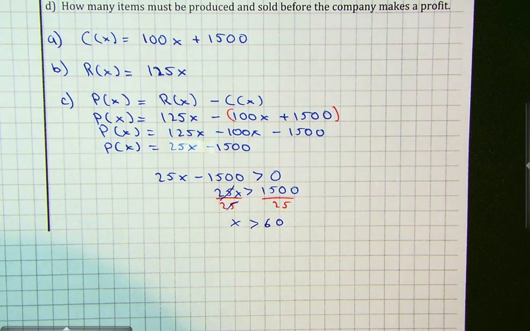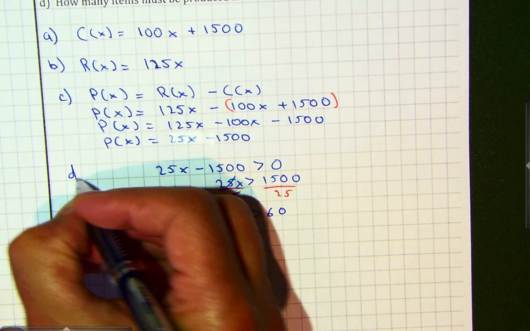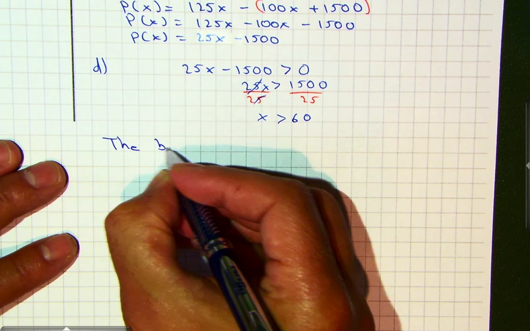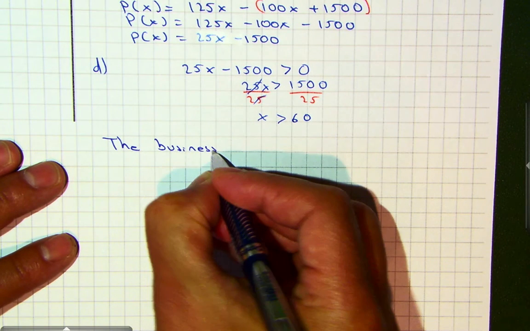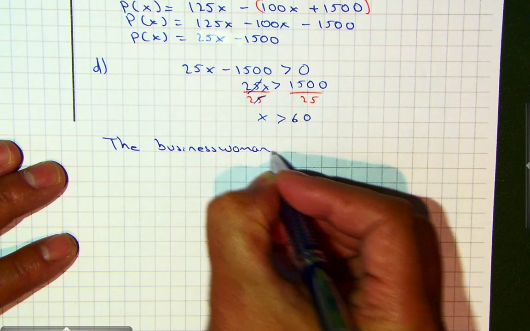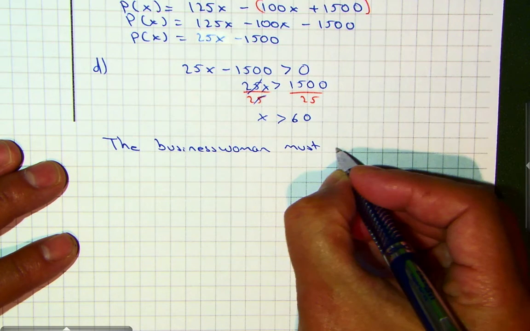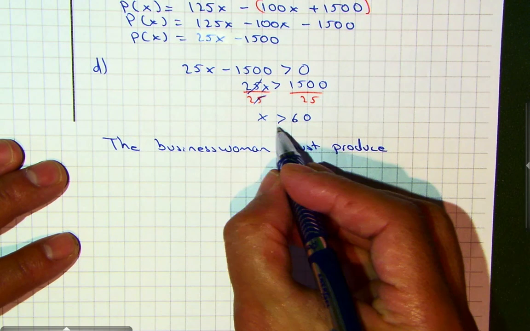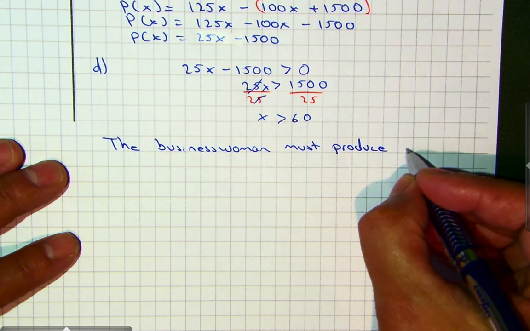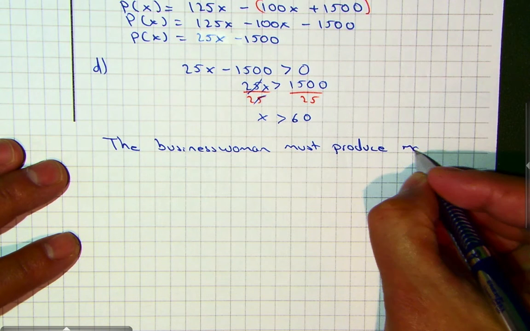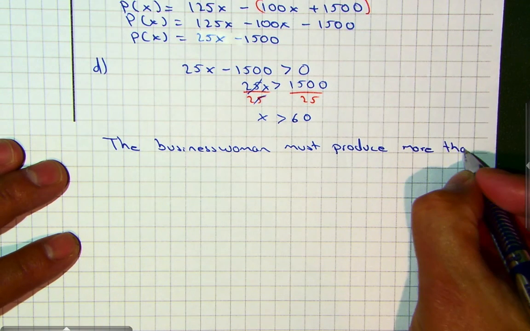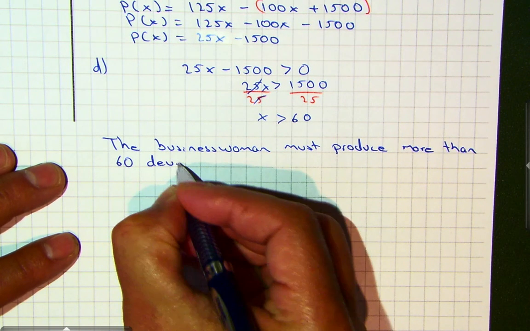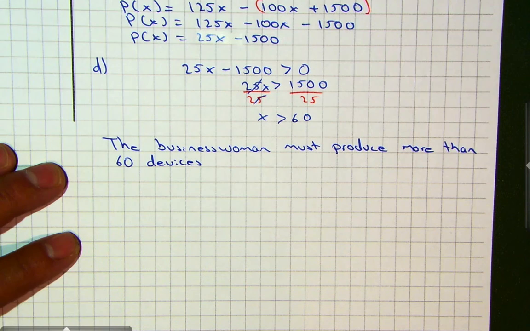So therefore, and this is for letter D, the businesswoman must produce more than 60 devices in order for the company to make a profit.